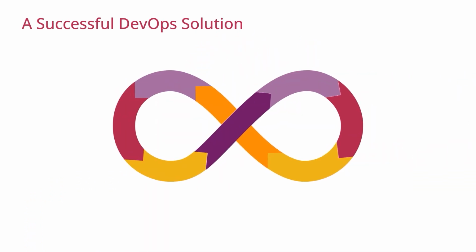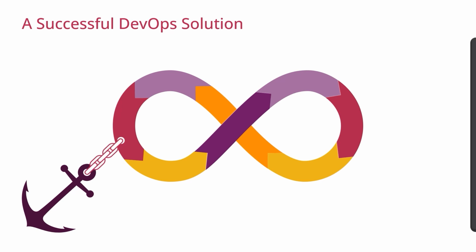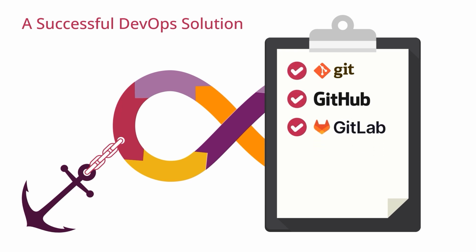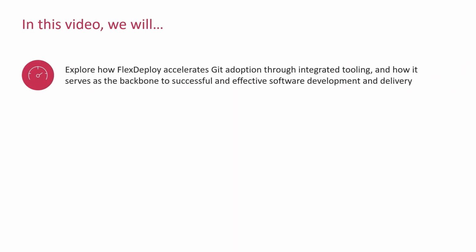A successful DevOps solution for any application or technology anchors on effective adoption of a source control management system such as Git. Source control management systems not only provide revision history of every single change, but also enable productivity through continuous integration. In this video, we will explore how FlexDeploy accelerates Git adoption through integrated tooling and how it serves as the backbone to successful and effective software development and delivery.